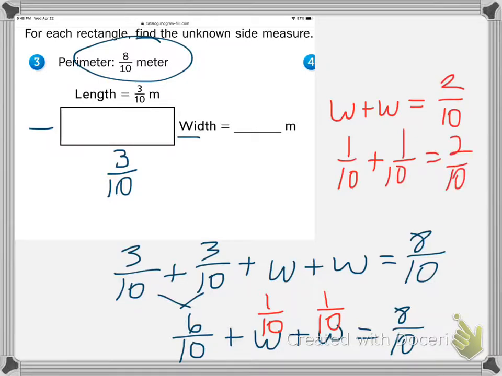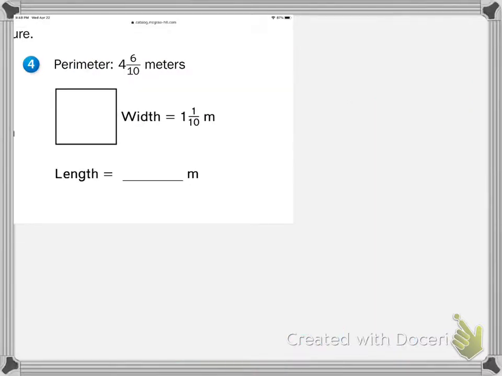All right, so what is the width? We just want one of the widths, right? We just want one of them. So one of those widths is 1/10 meters. All right, why don't you pause the video and give this one a shot? This is number 4 on page 290. We're trying to find what the length is.